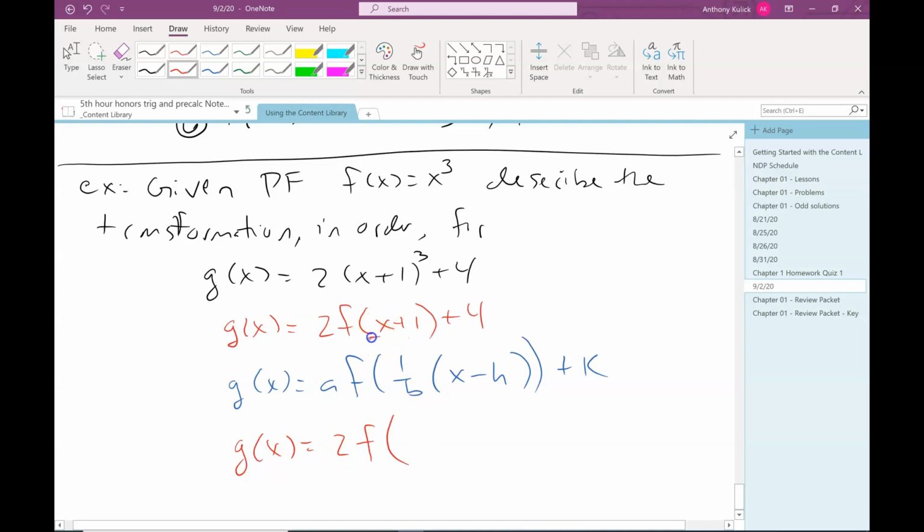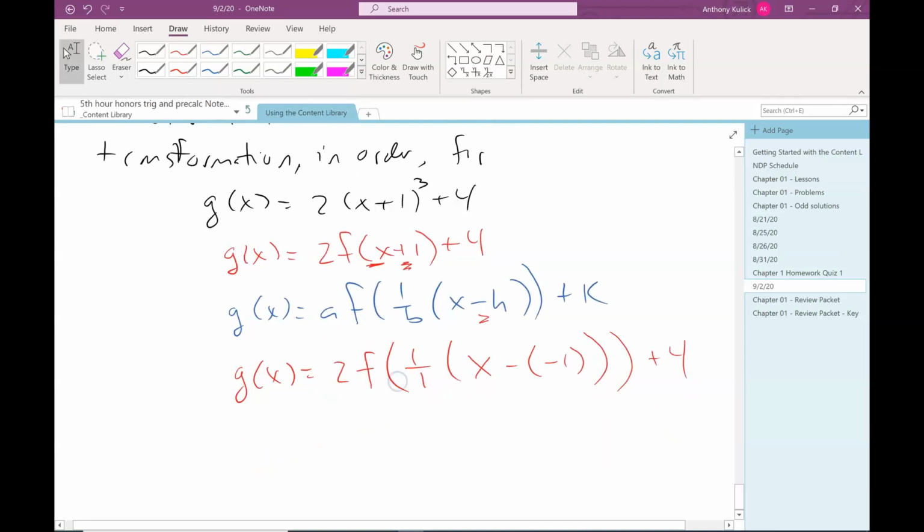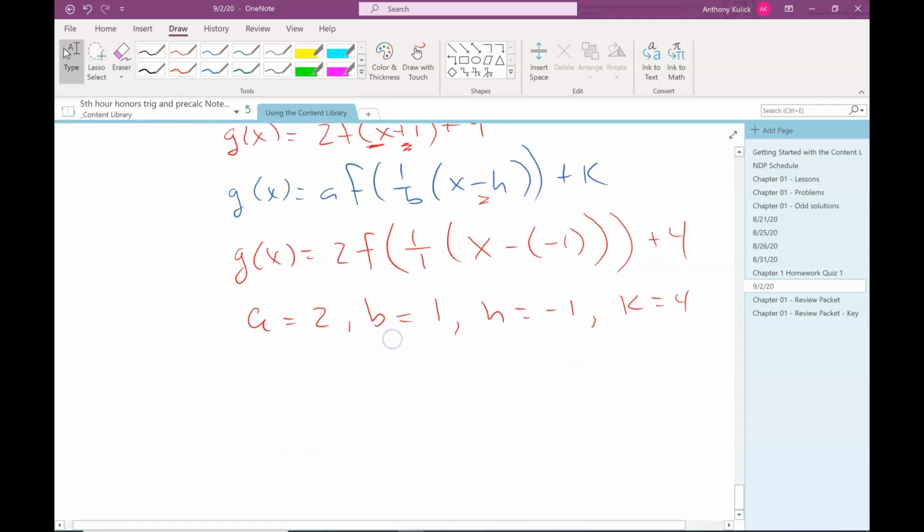So notice that there is no coefficient here on my x. So really my b value is just 1, right? And notice I have a plus sign here, but a minus sign here. So I would really have plus a negative. So now it should be easy to see that my a is 2, my b is 1, my h is negative 1, and my k is 4. Cool with that? Okay.